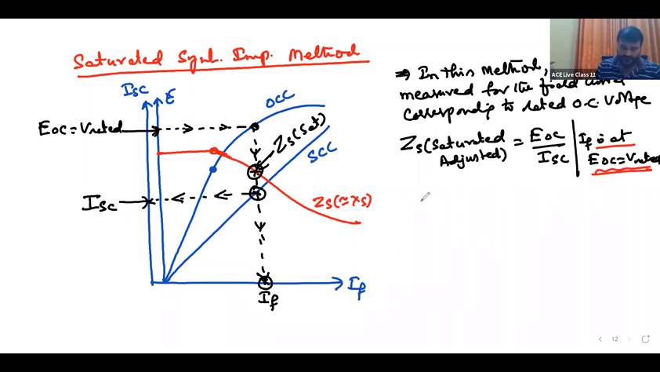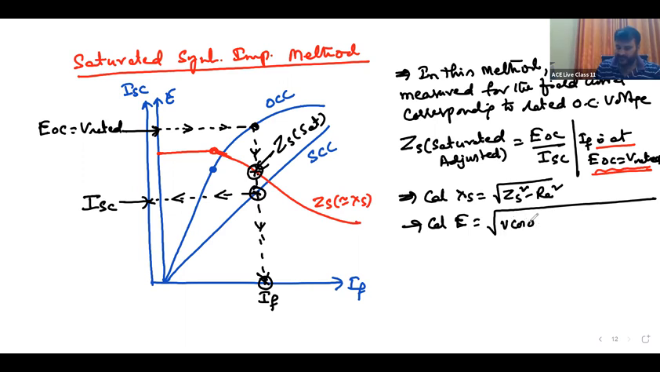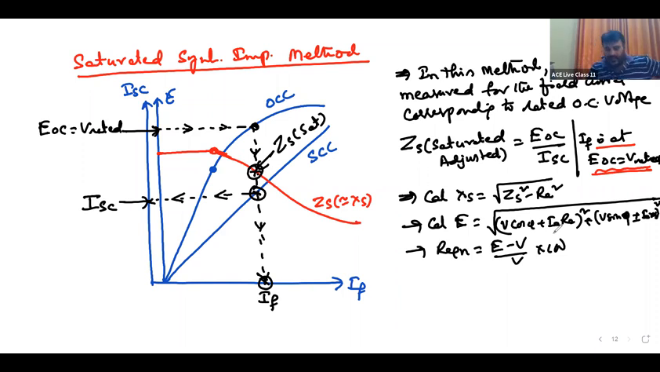Next, calculate XS. Once ZS is known, XS is equal to the square root of ZS square minus RA square. Next, calculate E, with the same relation: E equals the square root of (V cos phi plus IA RA) whole square plus (V sin phi plus or minus IA XS) whole square. Then regulation is equal to (E minus V) by V into 100. That's all.